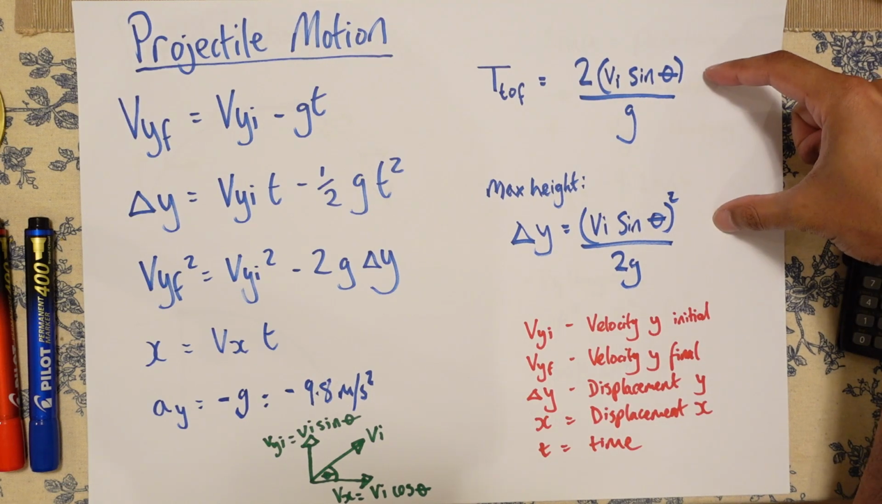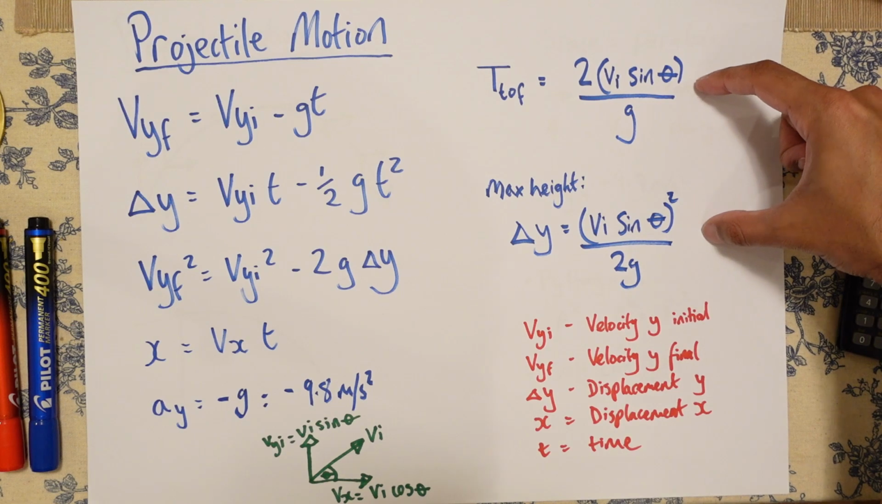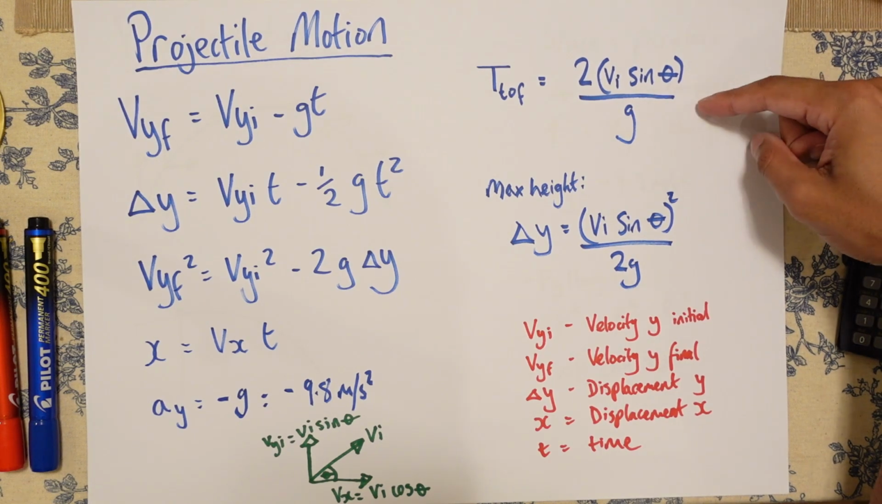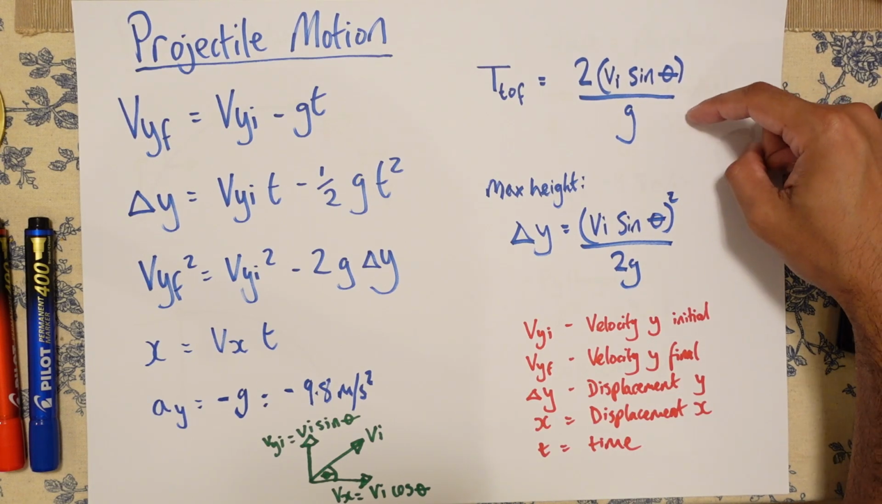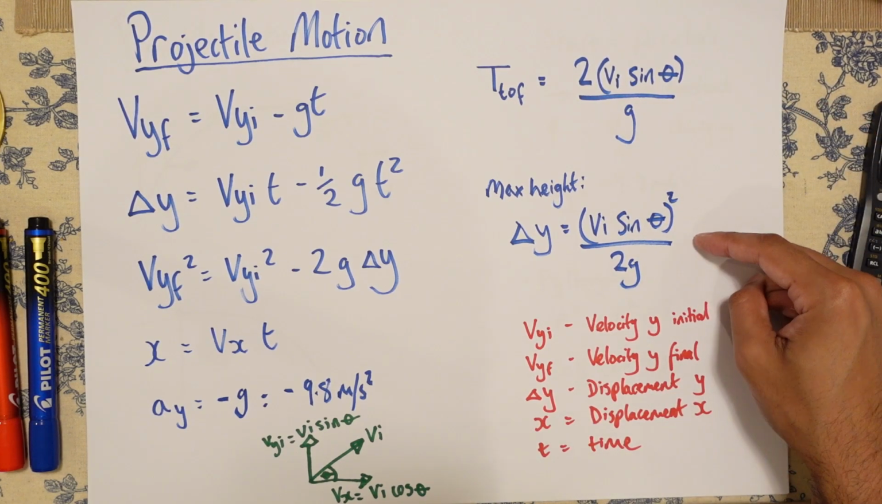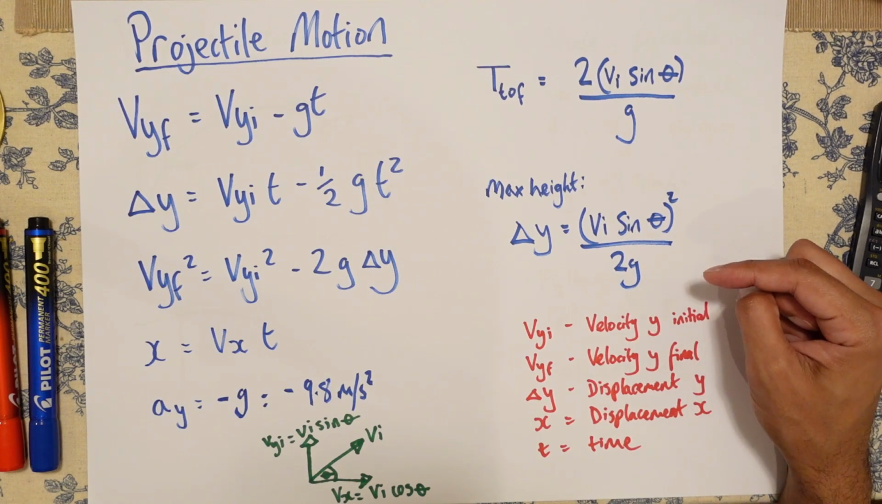I've also got two extra ones, and usually they don't give these, but it's best to try to remember them. So this one's time of flight is 2 vi sine theta divided by g, and maximum height, which is delta y, is vi sine theta squared divided by 2g.